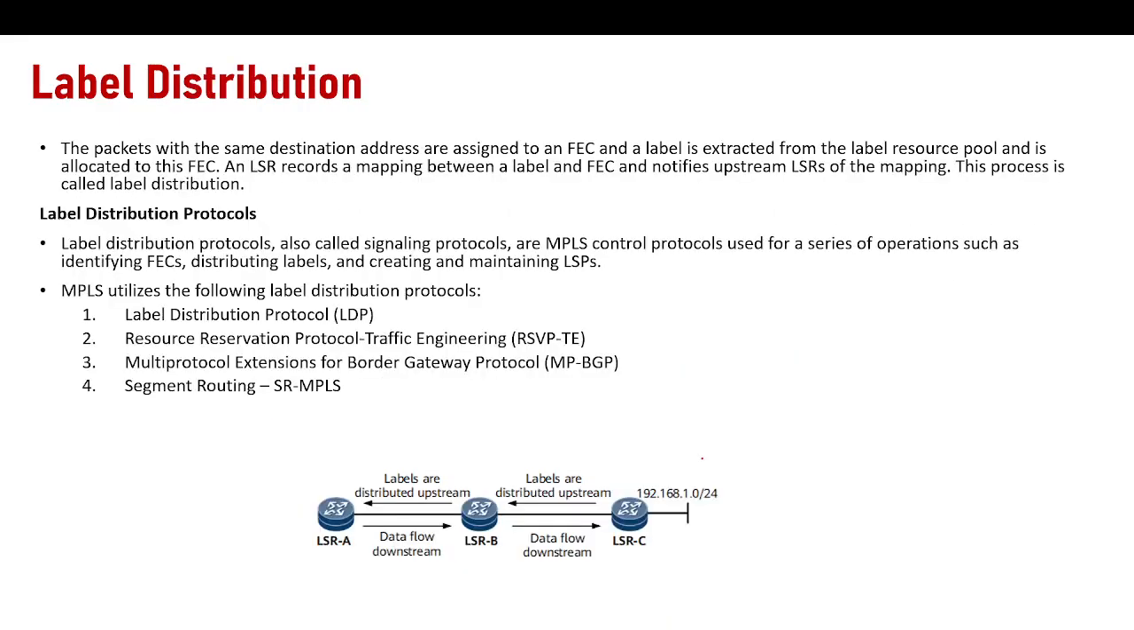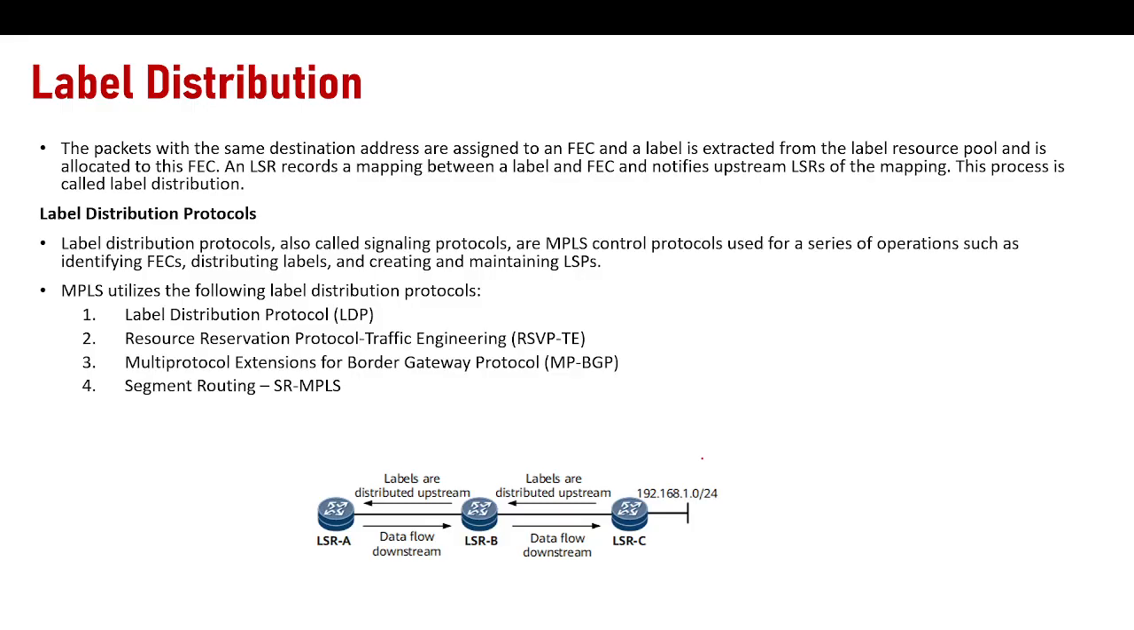Okay, any other question? So we were talking about label distribution. We've mentioned that MPLS uses labels to forward traffic, so we need a way to distribute these labels on an MPLS network. We need these labels distributed so that the routers will know which label will be used for what FEC. This is what we call label distribution.